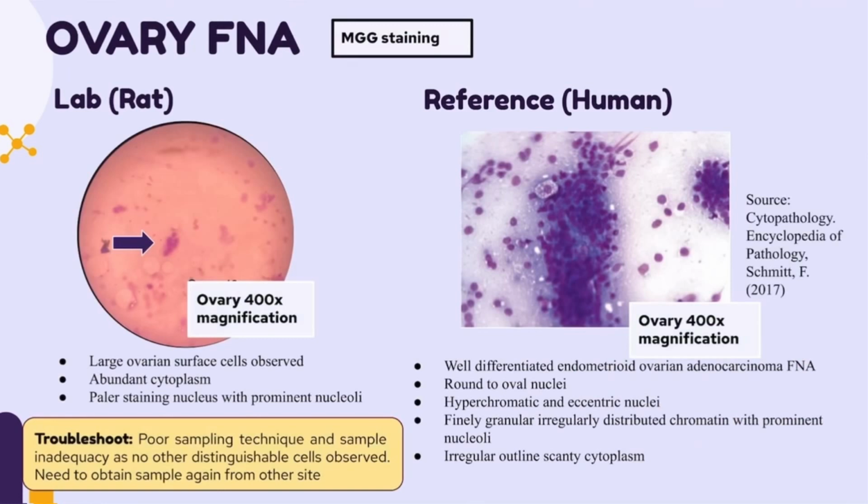Next is the observation of ovary samples obtained from rat dissection and applied onto slides with the fine needle aspiration technique. In the reference slide, a well-differentiated endometrioid ovarian adenocarcinoma is observed, with round to oval, hyperchromatic and eccentric nuclei with finely granular, irregularly distributed chromatin and prominent nucleoli. The cytoplasm is irregular and scanty. In the laboratory slides, large ovarian surface cells with abundant cytoplasm and pale staining nuclei with prominent nucleoli are observed. Poor sampling technique and sample inadequacy may cause the slides to be presented in a slightly desensitized pattern.